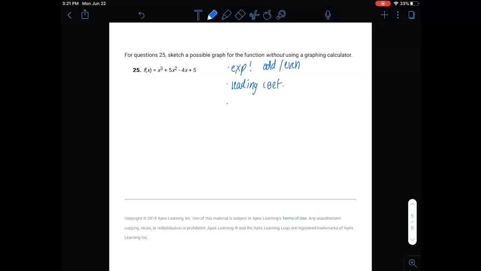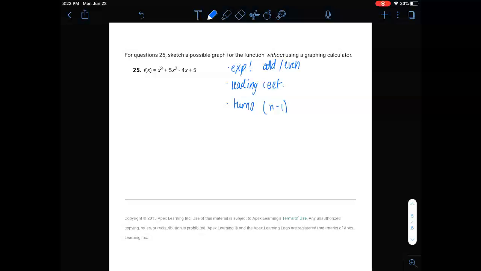And how many turns am I supposed to have? How many possible turns can I have? n minus 1. So figuring out all that stuff. And then you can look at the answer key later to figure out what a possible shape of that graph might look like.